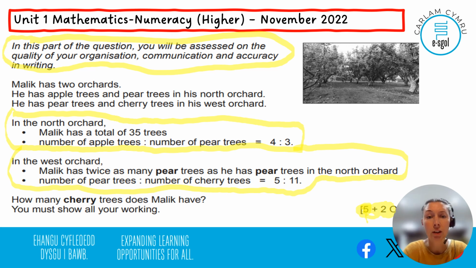So what we'll need to do first here, we know we'll have to work out what's happening in the north. Okay, so we know he's got 35 trees. We now need to figure out what's that in terms of the ratio. How many of those trees are apples? How many of those trees are pears? Once we have that answer correctly, when we then work out the west orchard is twice as many pear trees, we can then simply double our answer that we worked out here. So it's really important that we get that answer correctly. We can then work out how many of them were cherry trees.